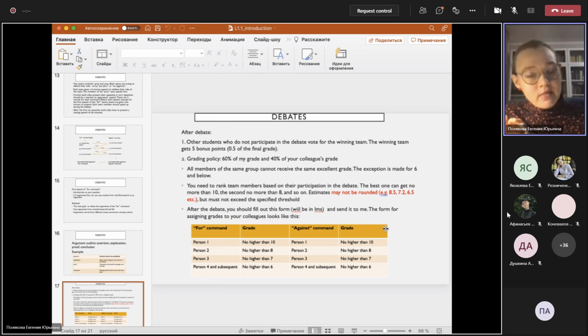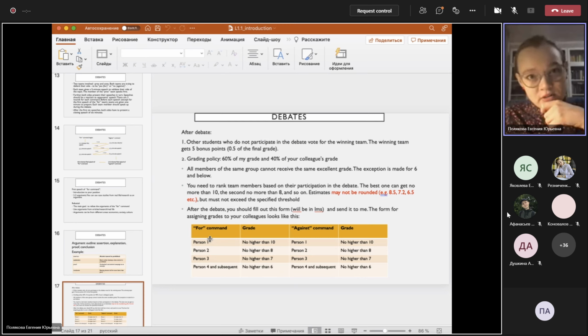Again, people cannot get the same grade, but the exception is for 6 and below. I hope it's understandable. This is the example. Basically, it's a small table in a Word document, and you need to fill this table.